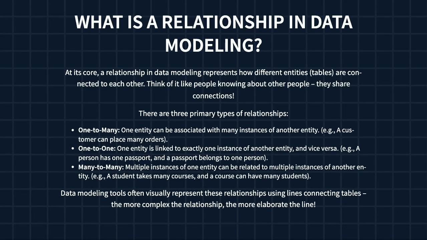Okay, let's talk about relationships in data modeling. Basically, they show how different pieces of information in your database are connected. Imagine you have a customer table and an orders table. Customers place orders, right? That's a one-to-many relationship. One customer can have many orders. Then you might have a student table and a course table. Students take courses and courses have students. That's a many-to-many relationship. And finally, one person usually has just one passport, a one-to-one connection. Data modeling tools use lines to visually represent these connections, so understanding them is key.